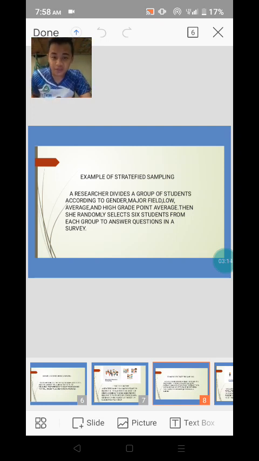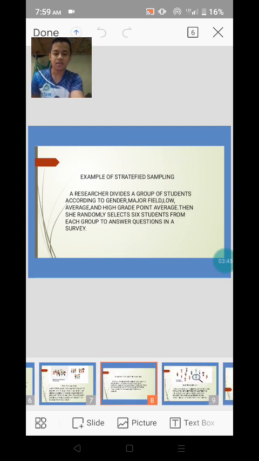So this stratified sampling tells us that according to gender, you can select students from every stratum. Another example is the BSEd Math students, the male and female genders. We can randomly select 6 males and 6 females in BSEd Math students. So that's what stratified sampling means.